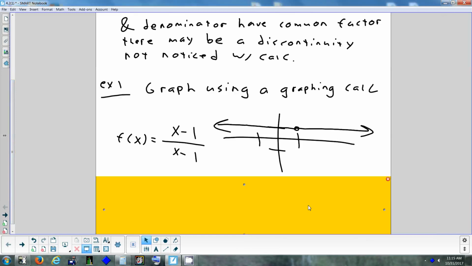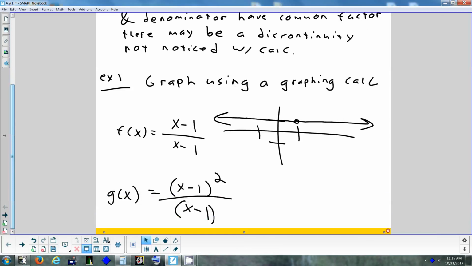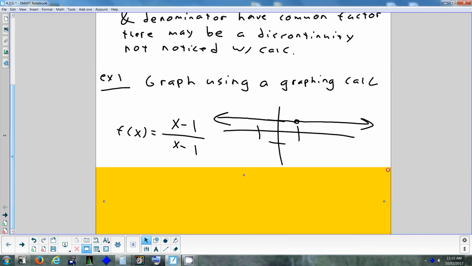In general, though, you wouldn't know that it's there, so you just have to look at your equation. That's how you can tell. Okay, so any questions on that? Okay, so that's a hole.